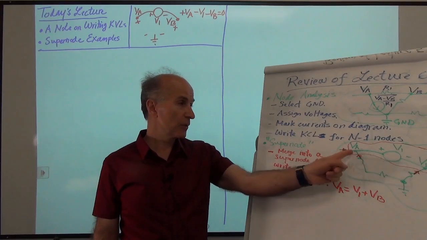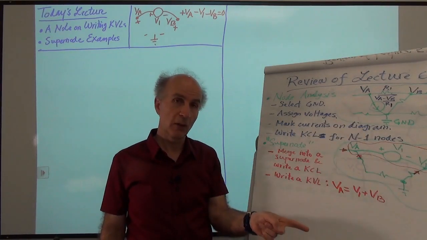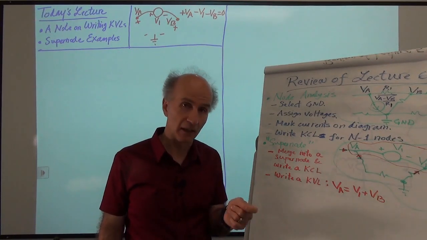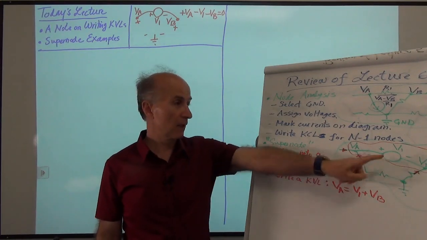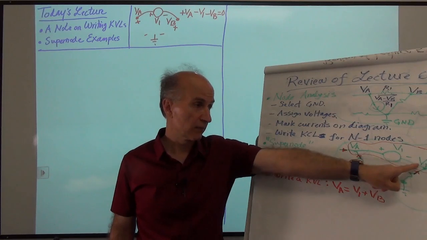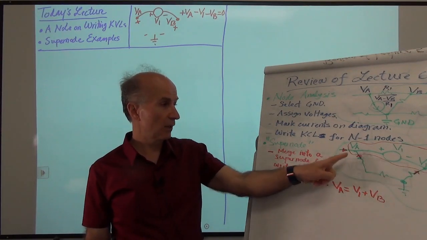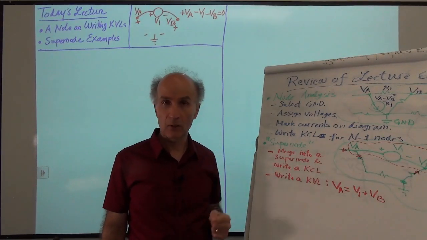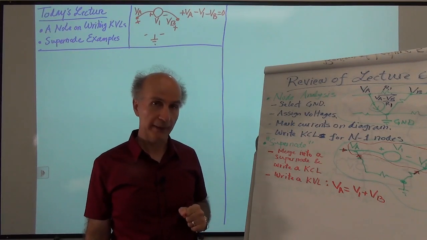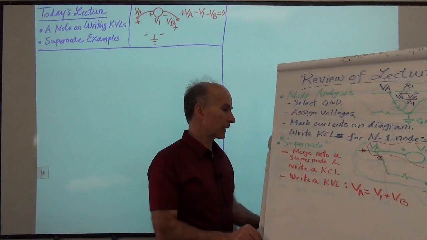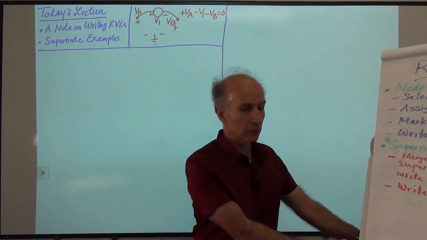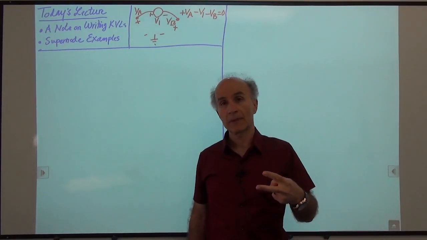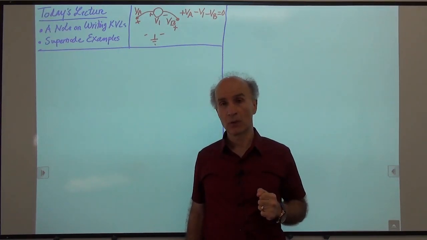Now, because I have merged these 2 nodes into one supernode, I have lost one KCL. So I have to make up for it by writing a KVL. And that KVL is one involving this voltage source, this voltage, and this voltage. So for example, here we say VA is equal to V1 plus VB. So that's one more KVL. And now we have all the equations that we need to solve the circuit. So today we will elaborate on these concepts and go through all the 4 steps that node analysis requires and the 2 additional steps that a supernode requires.